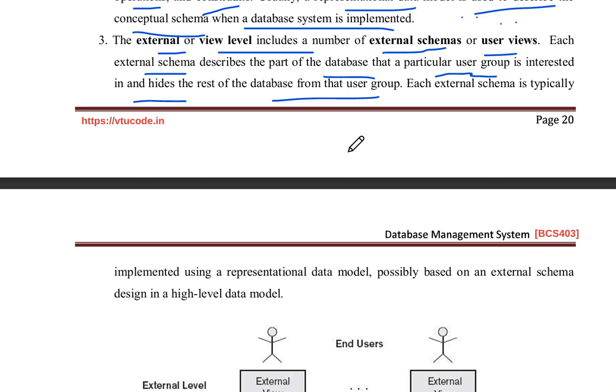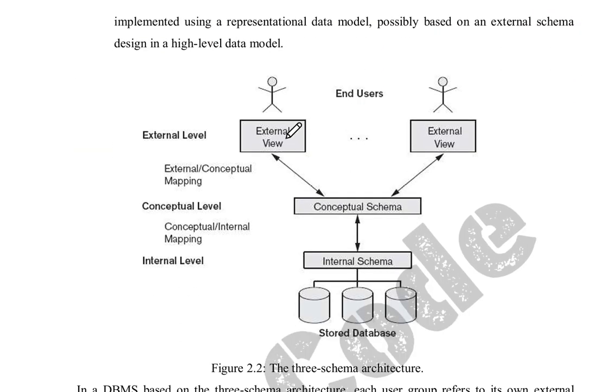For example, a HOD sees columns like USN, name, attendance, whereas accounts sees USN and fees paid, and the student sees only their own data. This is a diagram where, as discussed earlier, in the external view there are many end users, and each end user or external view has been mapped to a conceptual schema. And this conceptual schema has been mapped to the internal schema which contains the actual data.